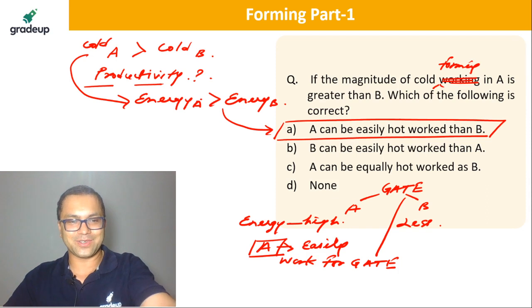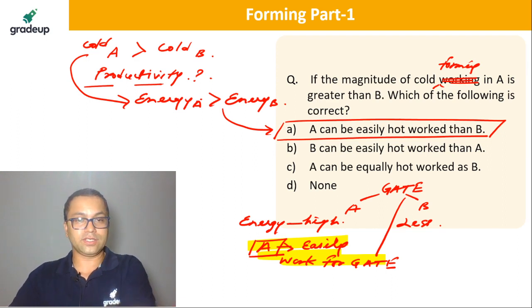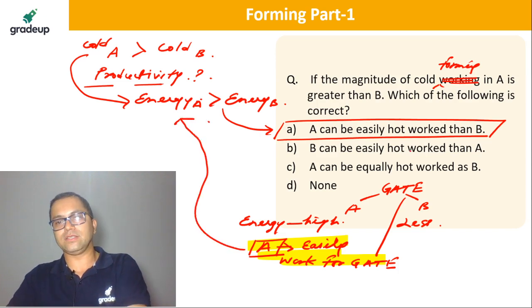For the next question that I tried asking you, all right? That's nothing but it's easily working for GATE. So A will work. So similar concept here. So A can be easily hot worked, all right?